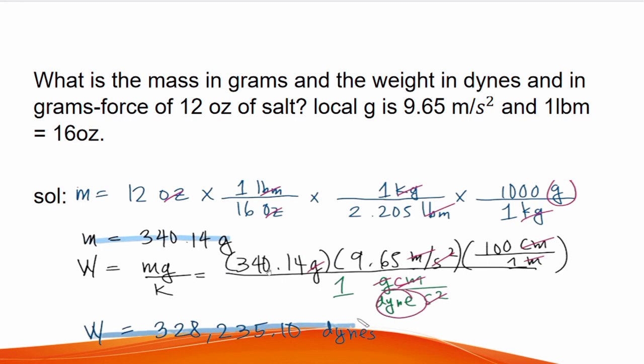Next, to solve the weight, we have here the formula: mass times gravity over K. So our mass here is 340.14 grams times g, which is 9.65 meter per second squared, times 100 centimeter over 1 meter, so that the meter here will be cancelled, over 1 gram centimeter per dyne second squared. So our weight here is equal to 328,235.10 dynes. That would be all. Thank you.